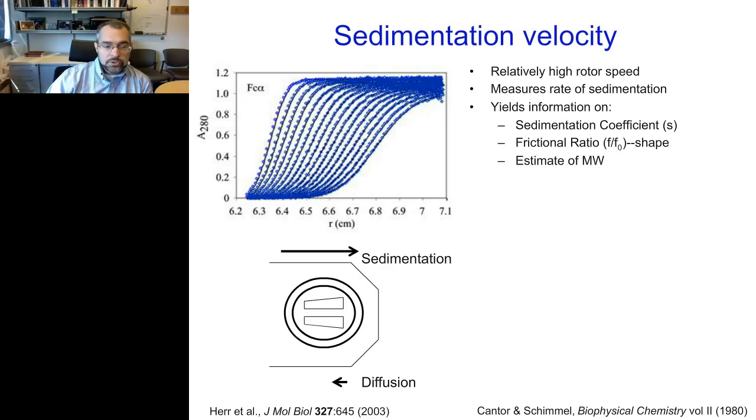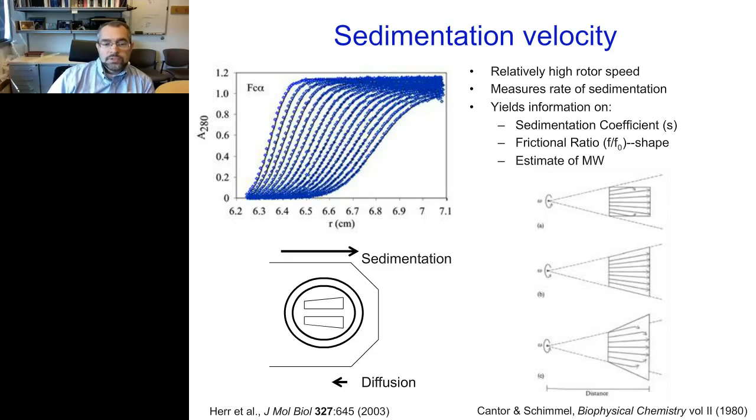Finally, down here, I'll show you that in the velocity case, we are choosing conditions where sedimentation is the dominant process, and diffusion against that gradient is minimal. And we'll talk more about a different experiment, sedimentation equilibrium, where the balance of those forces is different.